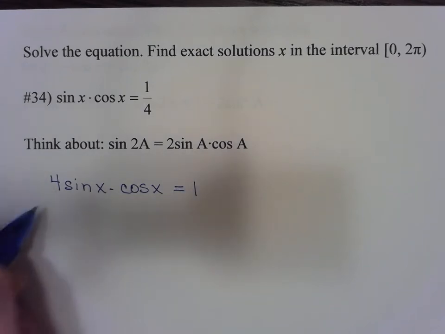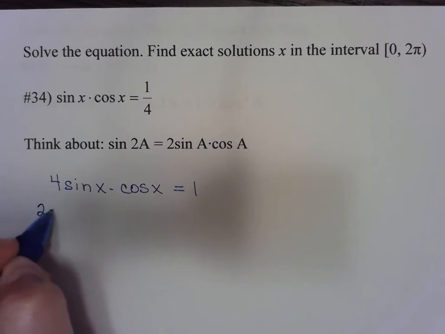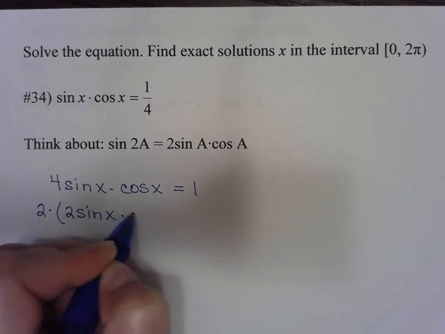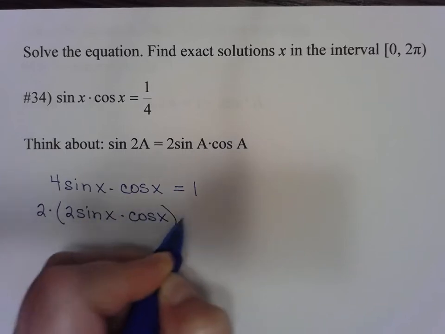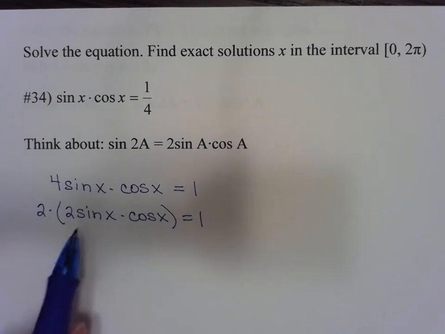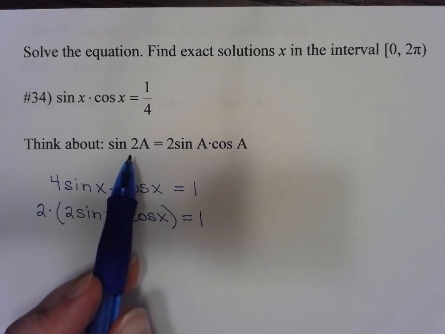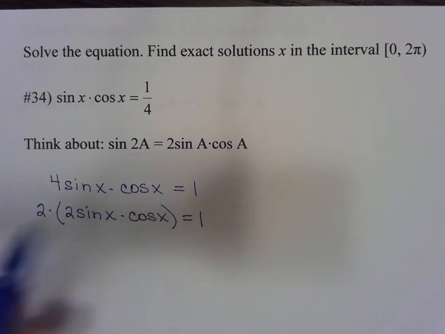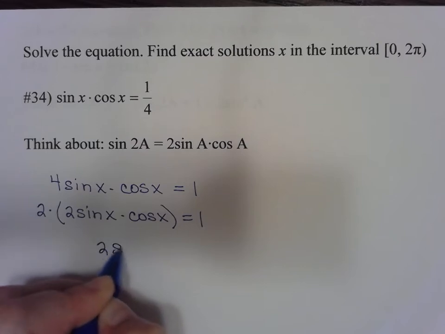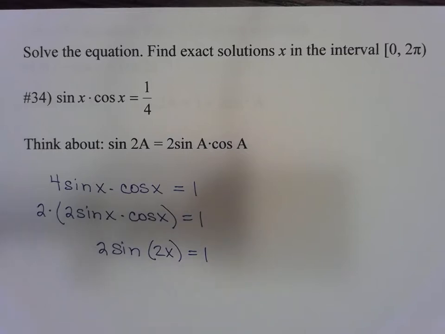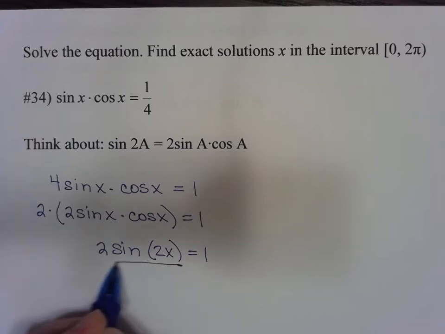If you want to break this up, you could. Think of it like 2 times 2 times the sine of x times the cosine of x. Now I'm going to make a substitution for this part, and that we know is equal to the sine of 2 times the angle x. So now I want to solve by dividing by 2 on both sides.